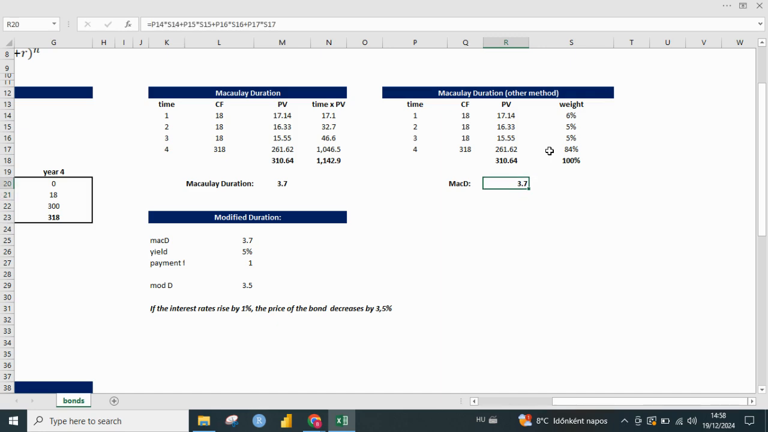It's mathematically the same. So I just wanted to give you a better and higher level overlook on the same problem set. And now we got, as I've said, the 3.7, which means 3.7 years. That means that the weighted average time the investor gets the bond's cash flows is 3.7 years. So we now have one very important piece of information: it takes 3.7 years to get the cash flows from the bond, if we are the investors.